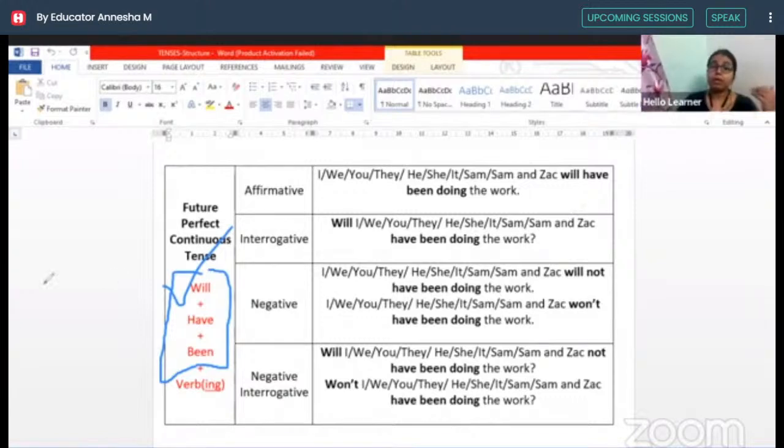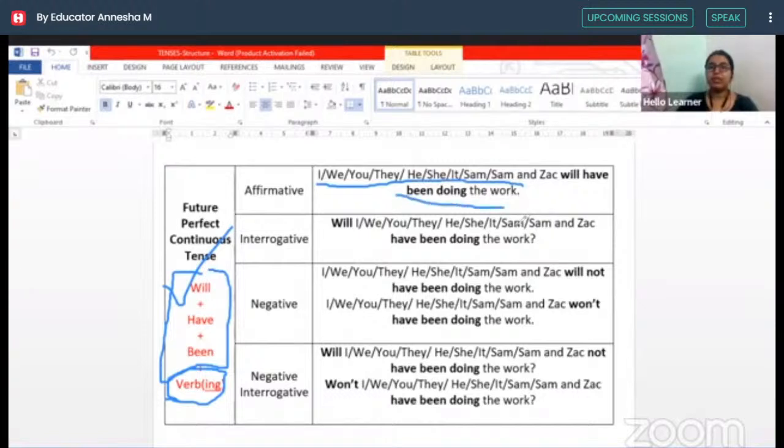have been. उसके बाद verb का ing form लगाएंगे. Whichever verb you are using, it can be an action verb, stative verb, जो भी आप use कर रहे हैं verb, उसका ing form आप लगाएंगे, right? You will use the ing form of that verb. So the sentence will be something like, I will have been doing this work.